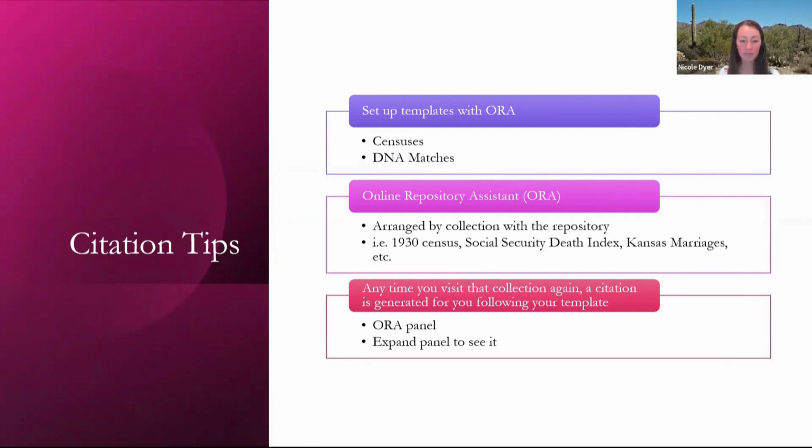And one of the main things you need to know about how it works is that there's an ORA panel. And it kind of works through a browser extension. And once you install ORA, there's an ORA panel sidebar that appears when you're on a repository page with a record for a person. So if your ORA panel is small, you just have to expand it to see it. And I'll show you a screenshot of that in a minute.